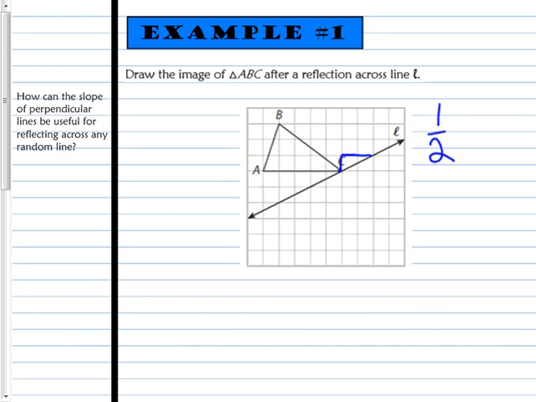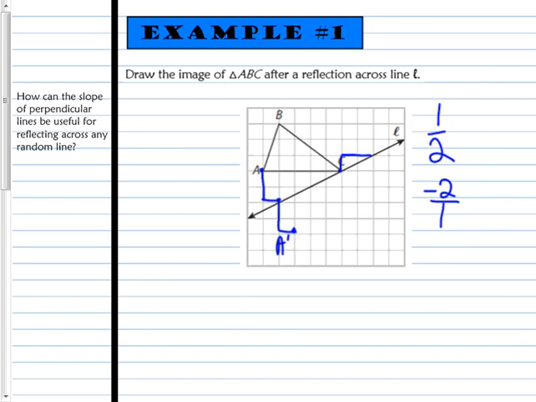Well, because we're dealing with perpendicular lines, we need the negative reciprocal slope of that. So the negative reciprocal slope that we'll actually be using is negative 2 over 1. So I'm going to start at point A, and I'm going to use the negative reciprocal slope, so down 2, because it's negative, over 1, and I used the slope one time and connected with line L. Since I used it once to get to line L, I only have to reflect it one more time. So down 2 over 1. So here is A prime.